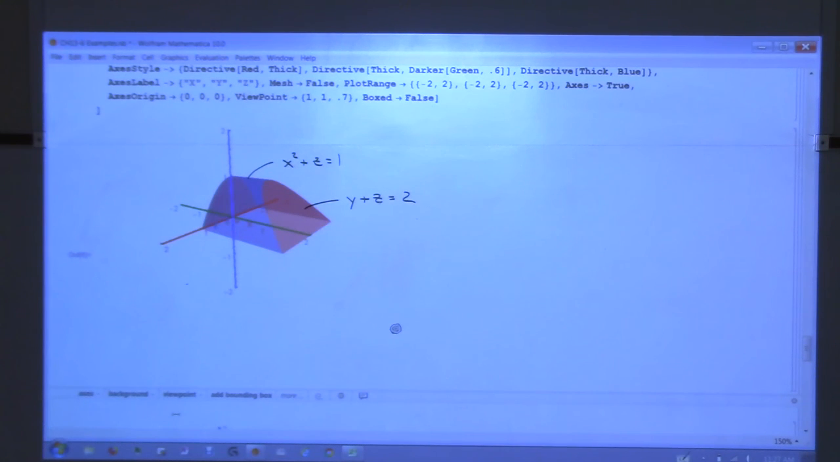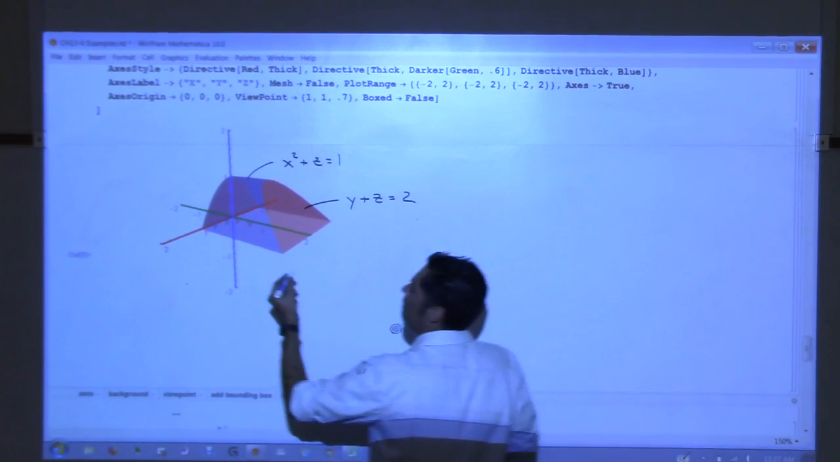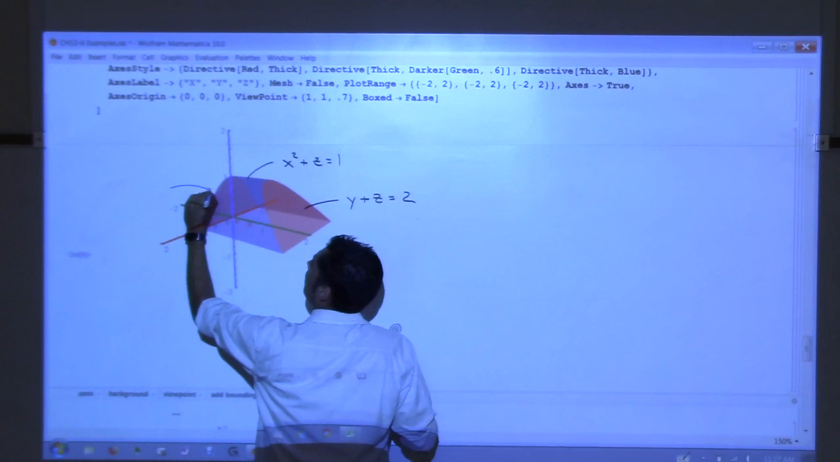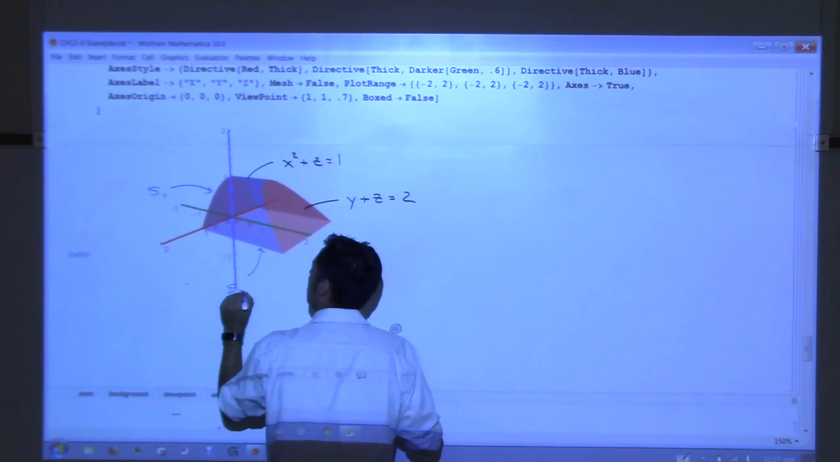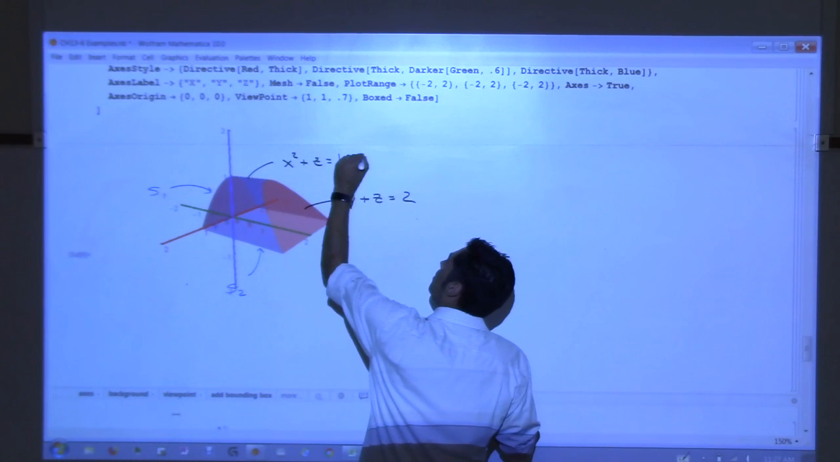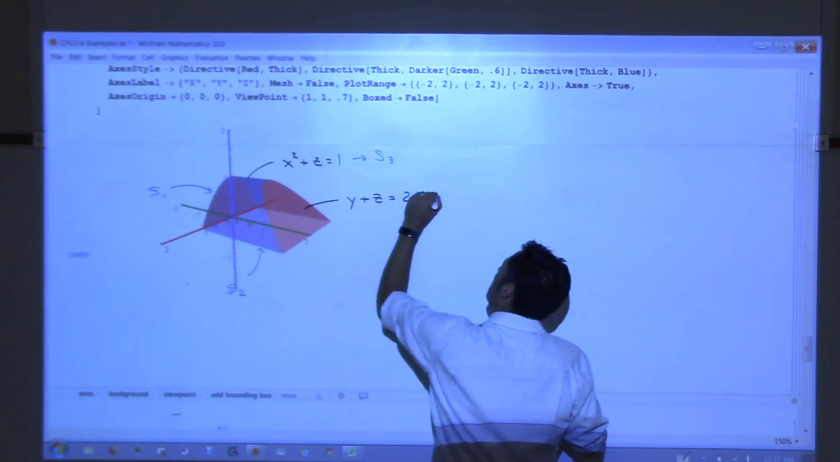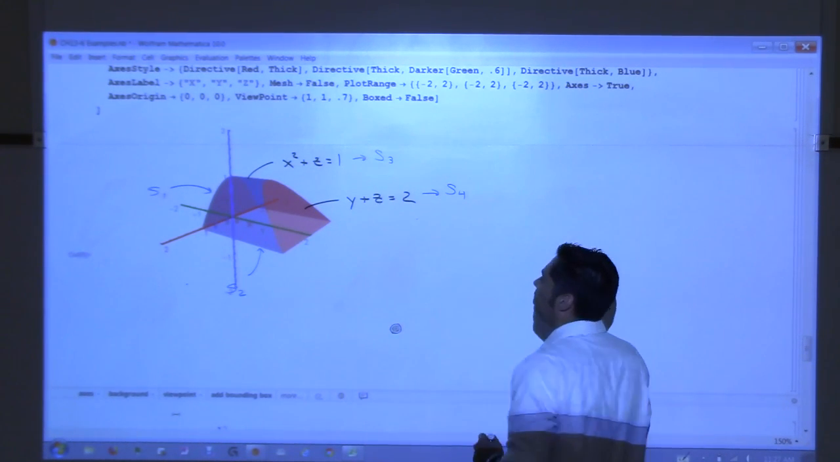So let's name the surfaces. We have 4, right? Yes. We have the backside, S1. The bottom, S2. Let's make this one S3. And let's make this one S4.